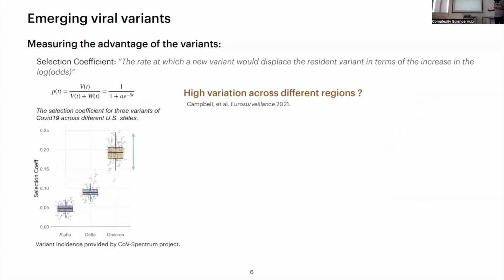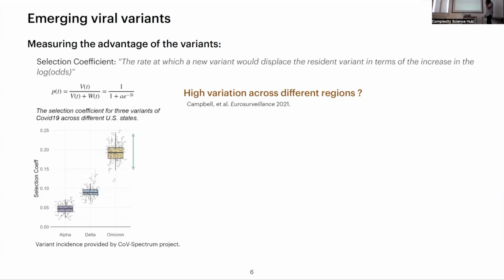So here I compute the selection coefficient for three variants, Alpha, Delta, and Omicron, across different US states. Each point here is a state in the United States. First of all, we can see that Omicron has a higher selection coefficient. This is due to the immunity evasion that Omicron has. But interestingly, we observe that this selection coefficient has a significant variation across different regions.